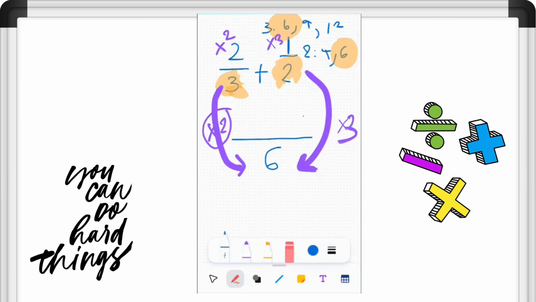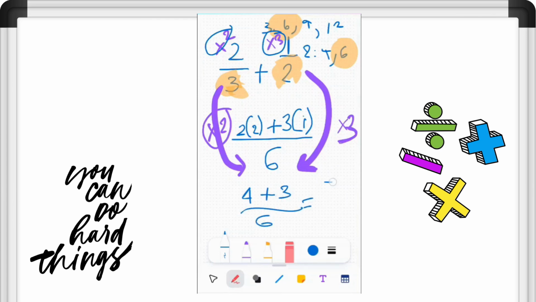And always write everything with brackets. So I'm going to have the 2 that I'm multiplying with, and the other 2 I put in a bracket. This is always just to be careful when we are working with negatives. So plus, I'm multiplying with 3, so I put that on the outside, and on the side I put a 1. So my sum is going to be 4 plus the 3 over 6. Now if I calculate that, I get 7 over 6.